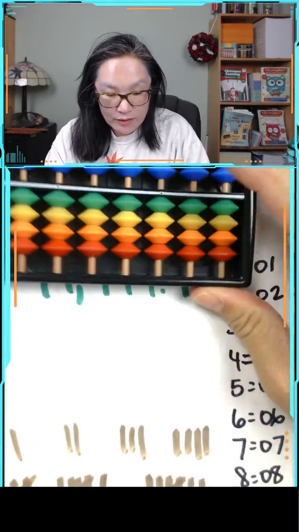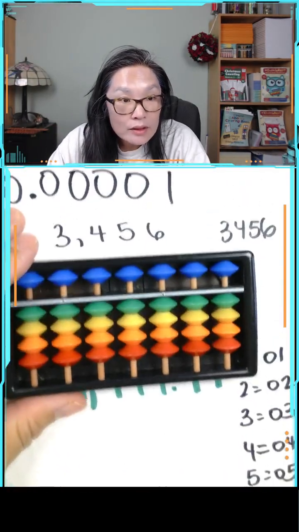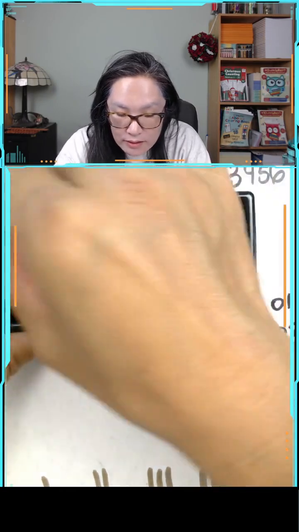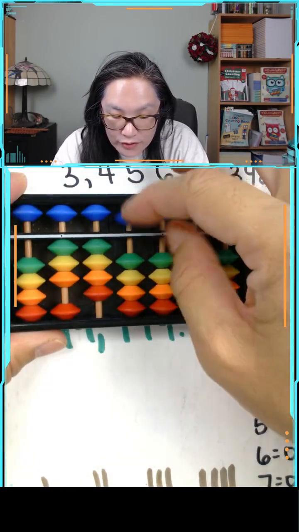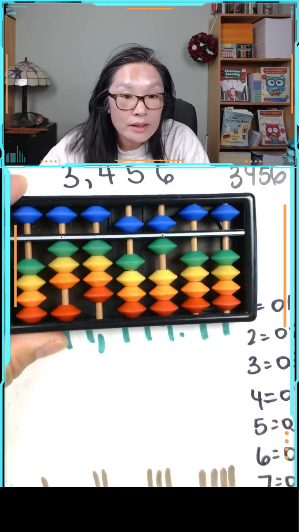We have this number. We can line that up to this. So if we did 3,456, that's what that would look like, right?